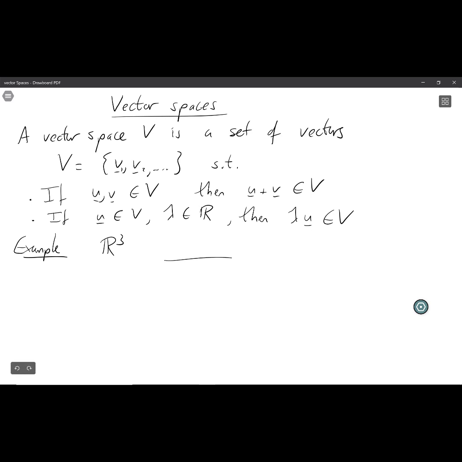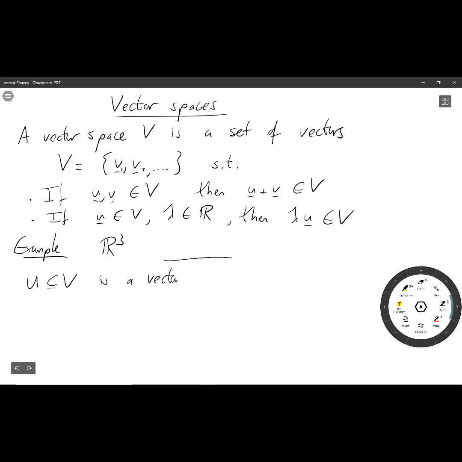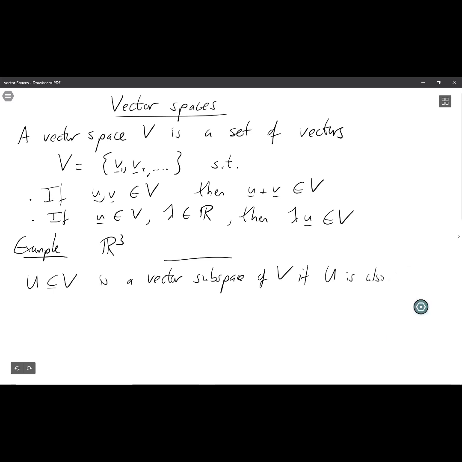Now there are a few important concepts we'll need. The first of which is the concept of a subspace. So we say that U, a subset of V, is a vector subspace of V if U is also a vector space. Okay, so a vector subspace is just a subset of vectors which is a vector space in its own right. We'll have some examples of this in a minute.